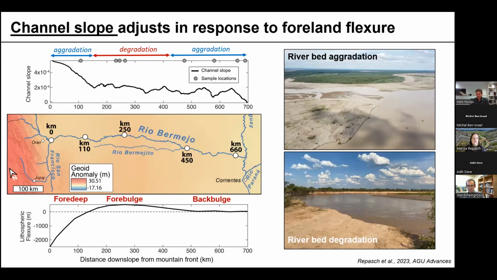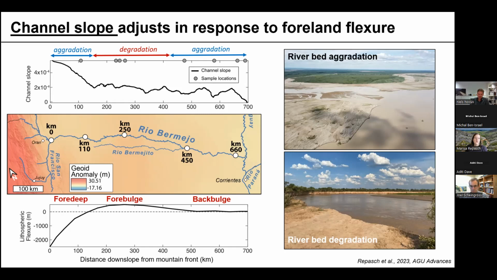Next slide. And so we measured the channel slope of the Rio Bermejo. And here on the top, I'm showing a plot of that slope. And what we see is a really stark decrease in channel slope moving from the mountain front downstream. And then we see this transition to more increasing slope and variable slope moving downstream. And this slope break lines up with this transition from the foredeep to the forebulge in the model by Chase and others. And so we interpret this as the river adjusting its grade to the subsidence and uplift across the foreland basin. And these photos to the right show examples of what the river looks like in these regions.